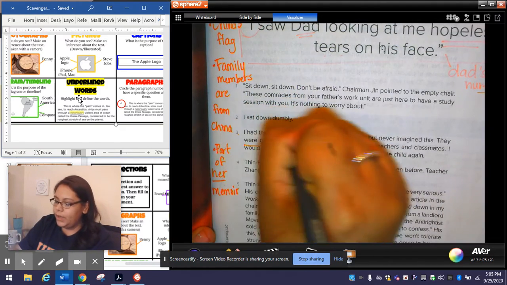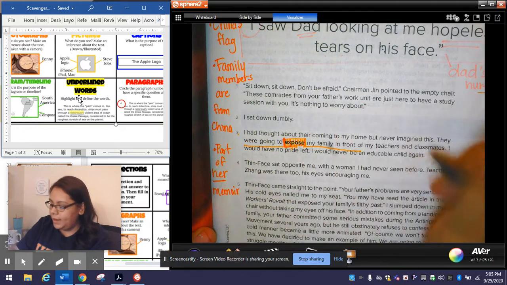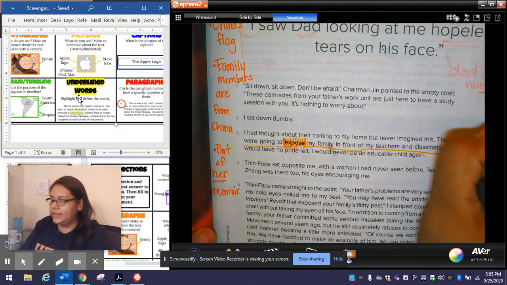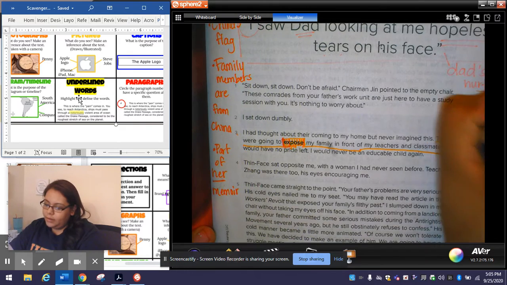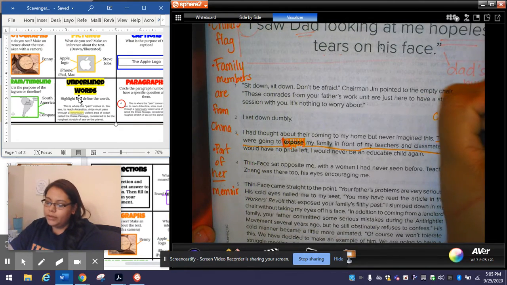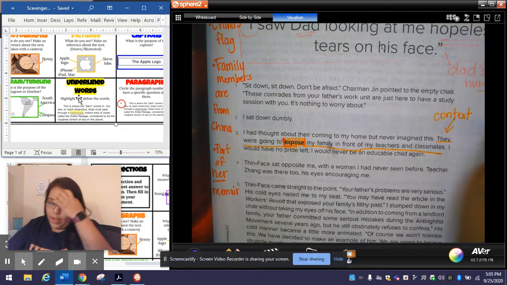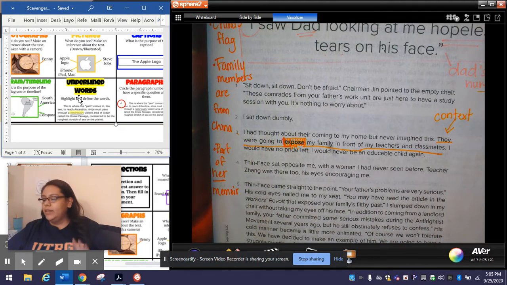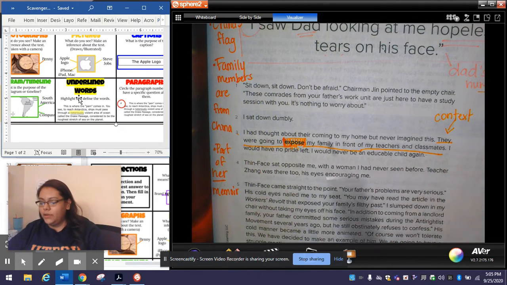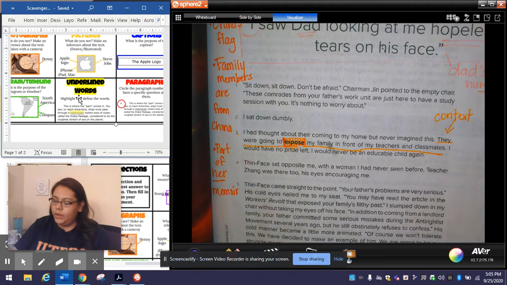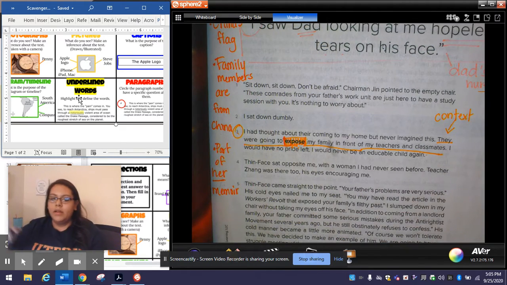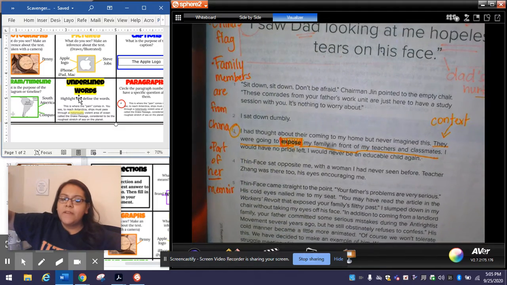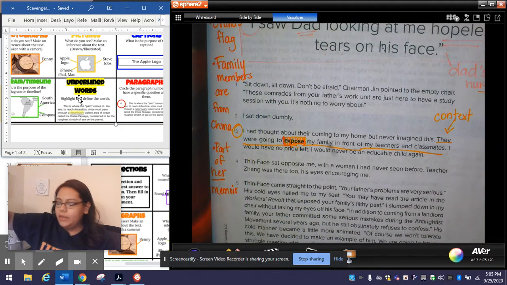And I even want to go an extra step and I'm going to underline the sentence it comes from. This is known as the context. That's super important whenever we're looking at vocabulary words. Once again, the sentence that it's coming from is known as the context. So I know paragraph 3 has the word expose. They were going to expose my family in front of my teachers and classmates.